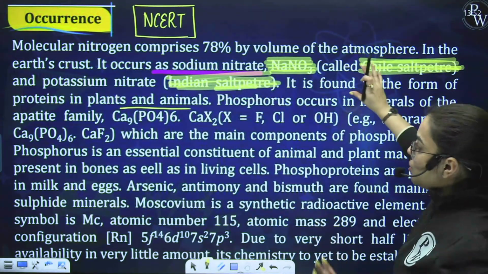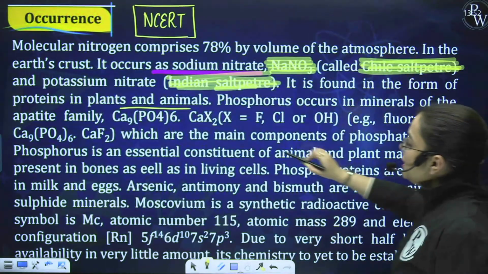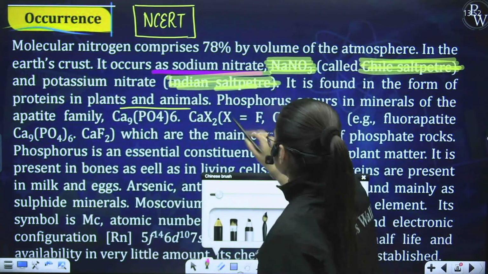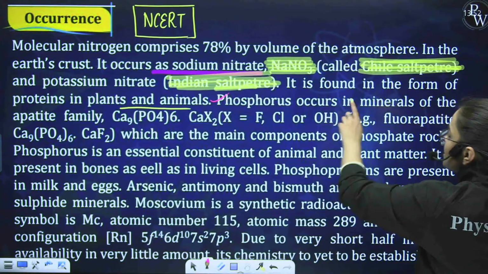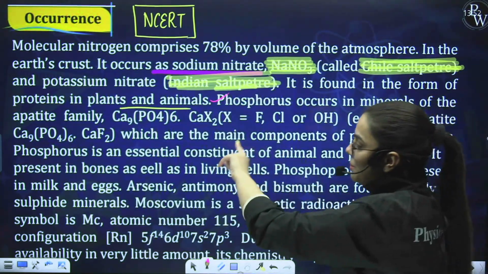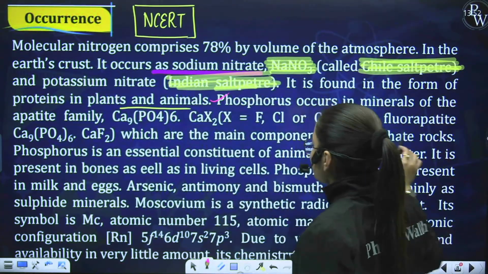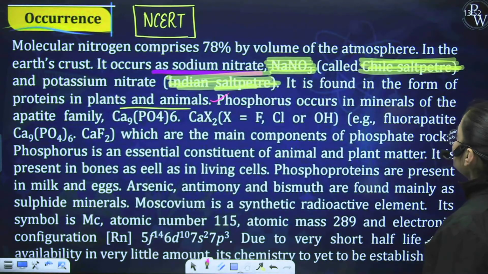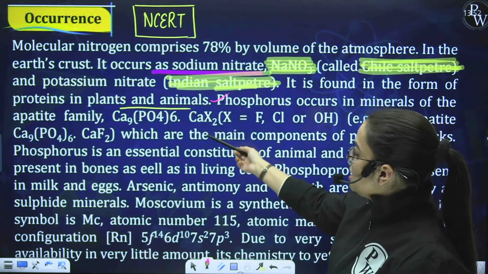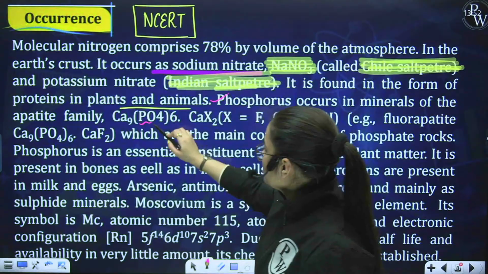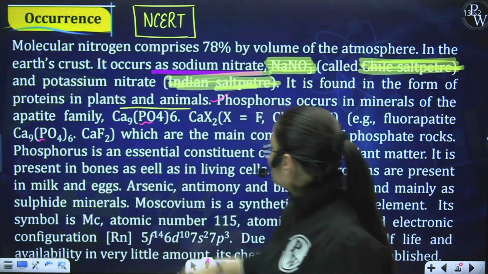Now, it was initially about nitrogen. Now, we are reading from here about whom? About phosphorus. Phosphorus occurs in the minerals of the apatite family, such as they have given you certain examples over here, okay? And there are some examples where phosphorus is present, as you can see here.